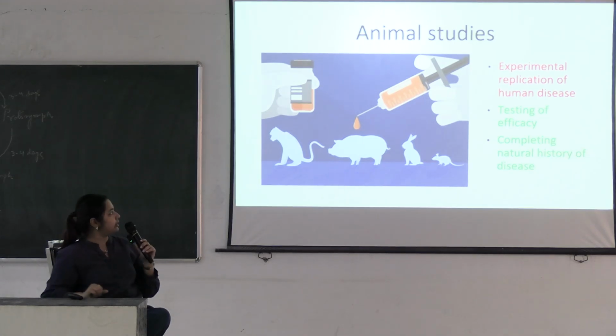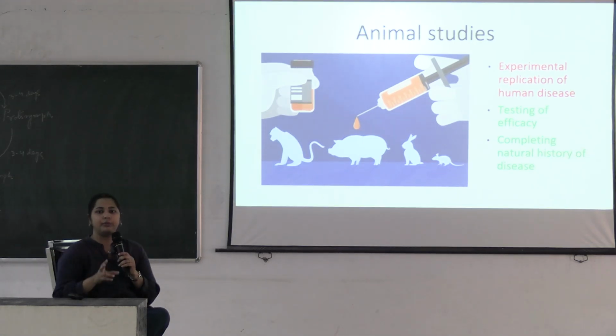But why have I marked it in red? Because that is also a drawback. Not all drugs or vaccines, or maybe all diseases, perform the same in animals as they do in humans. Sometimes the effects are opposite also. So it is taken at face value: if it is working in animals, maybe it will work in humans.